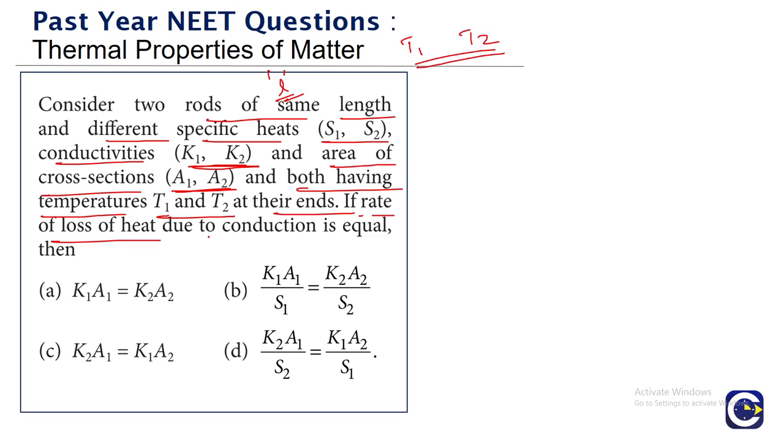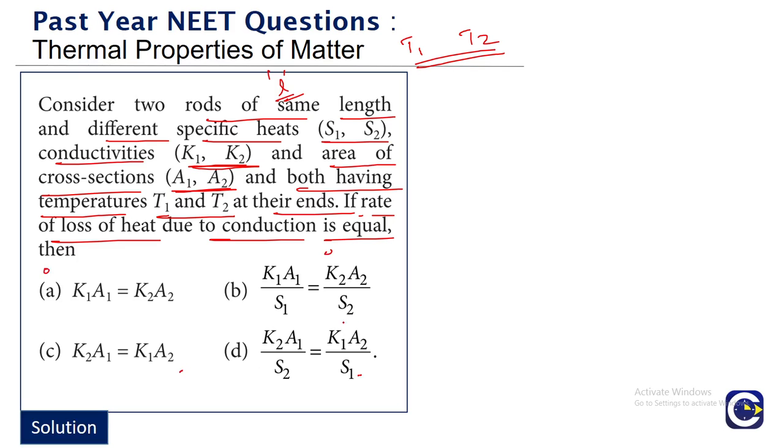If the rate of loss of heat due to conduction, that is the conduction power, meaning how much heat is going through those rods per given time, is equal in both the cases, as they are saying, then we have to conclude the relation between the other parameters.